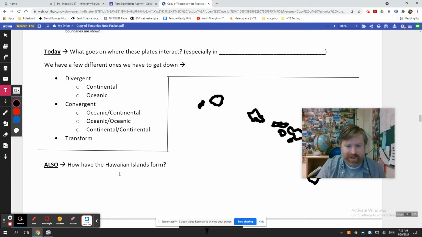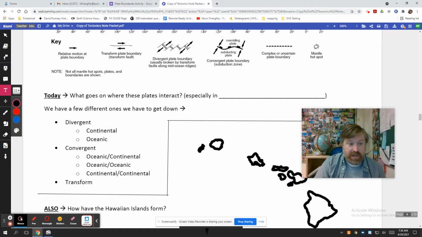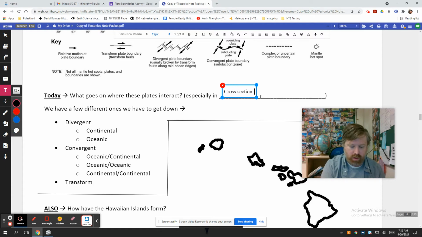And how do the Hawaiian Islands form? I don't suppose I'll mention that a ton today because we've got enough other work ahead of us, and you've already done the Hawaiian Island Formation Lab. So that's great. So today's goal is what goes on where these plates interact, especially in understanding them in cross section. Or maybe it's easier to understand in profile.